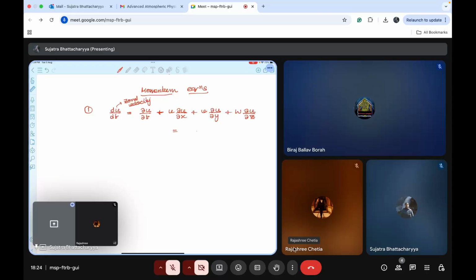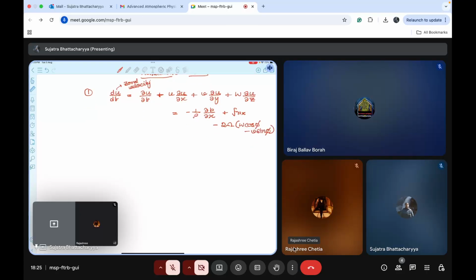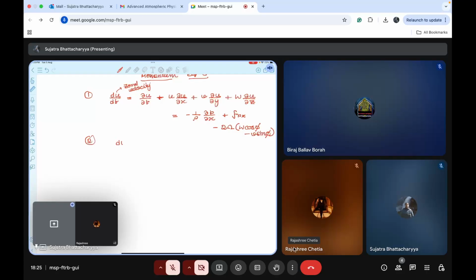That is equal to whatever the forces in the x direction. Like you have minus 1 by rho delta p delta x. Then you have your friction F for x. Also, you have the Coriolis force. So you can write 2 omega (w cos phi minus v sin phi). What is phi? Phi is the latitude. You remember from the last session. Okay. Next is the momentum equation in the y direction, dv dt. Again, similarly, we can write delta v delta t plus u delta v delta x.